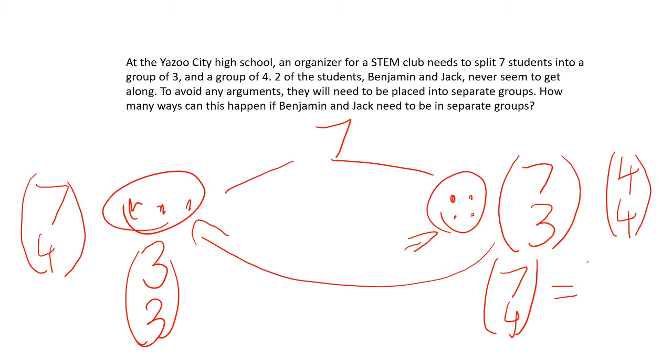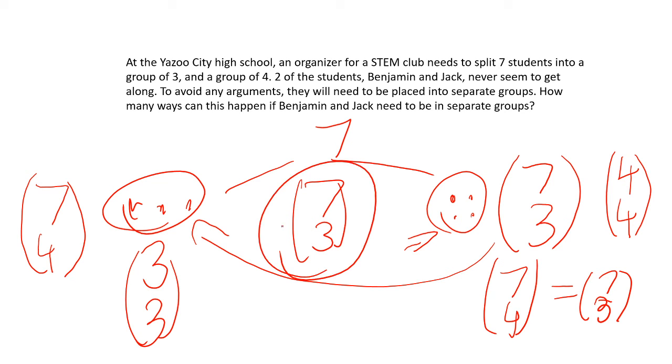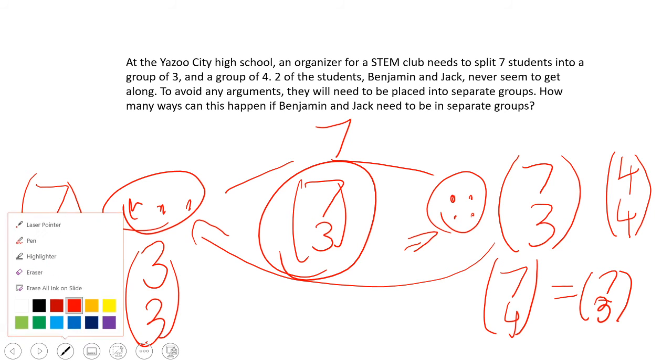Well, if you recall, these are equal. 7 choose 3 is the same as 7 choose 4. If you remember from our combinatorial identities, 7 minus 4 is 3. If we take the 7 and we place a 3 below the 7, it's the same thing. So they're the same thing. And to make it easier, I'm just going to write this as 7 choose 3. That's the number of ways we can form groups.